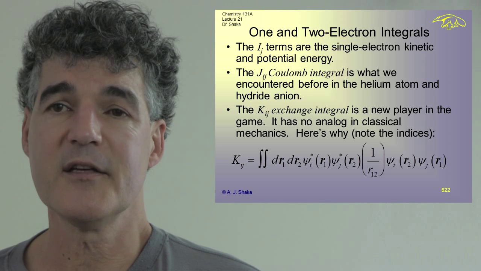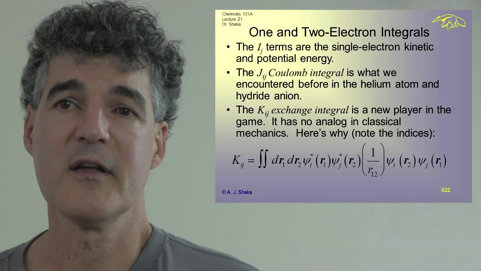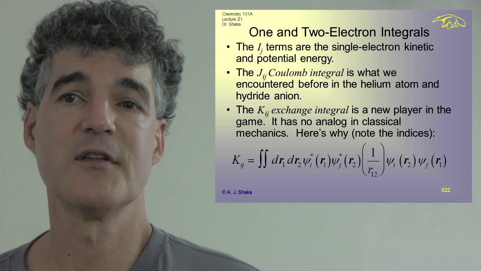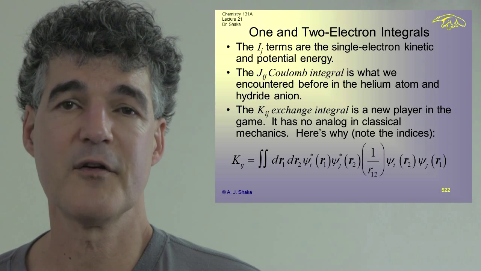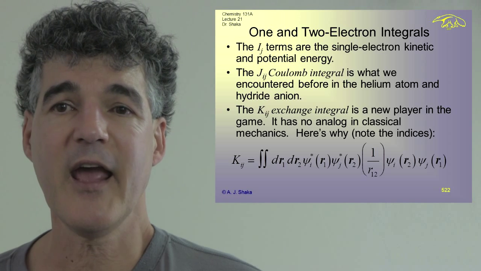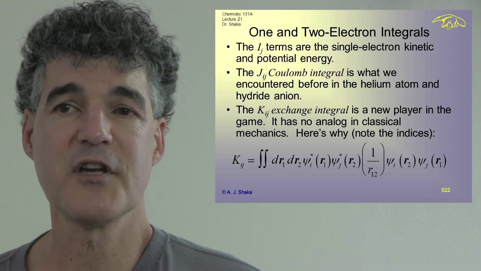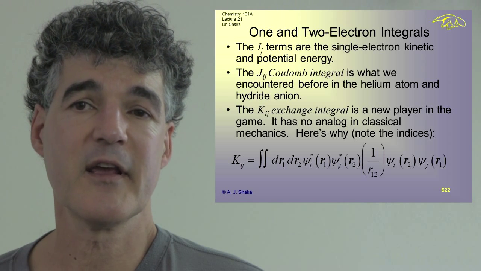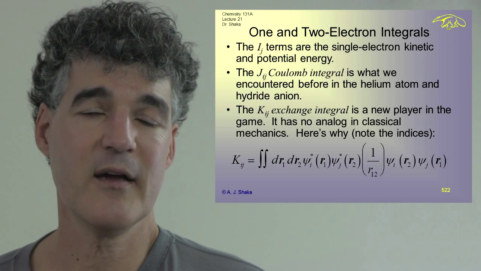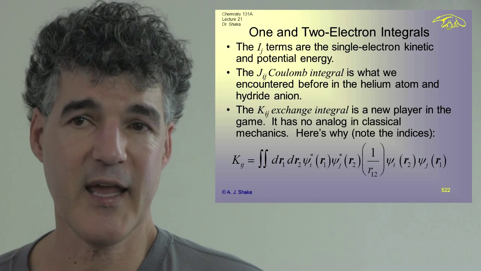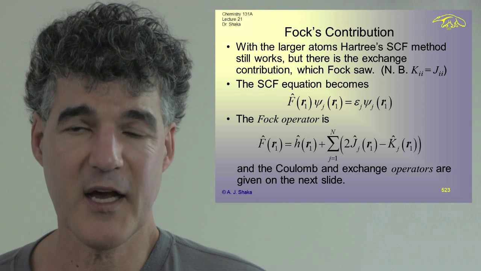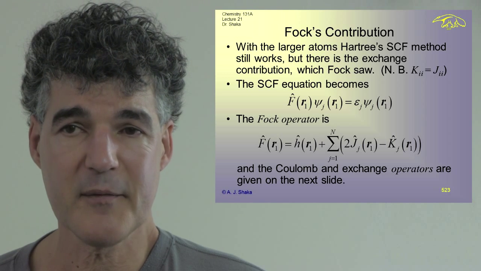So the I is the single electron kinetic and potential energy. Jij is the Coulomb integral that we've encountered before. And Kij is called the exchange integral. Kij is a new player in the game. It has no analog in classical mechanics. And here's why. I've written it out here on the bottom of the slide.